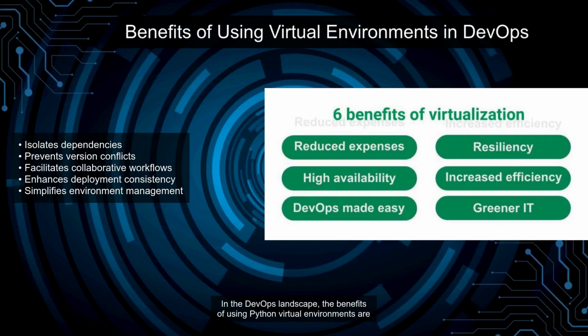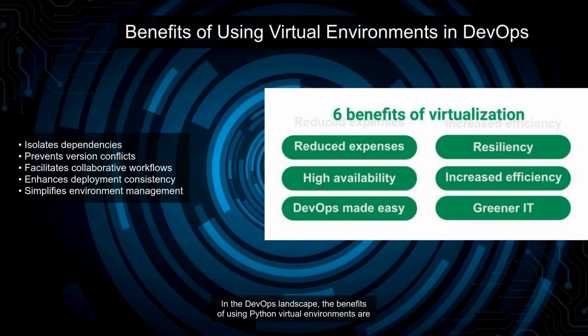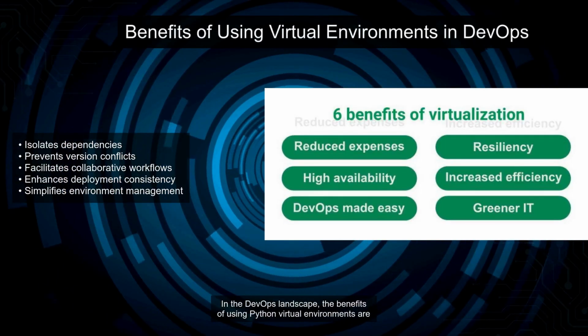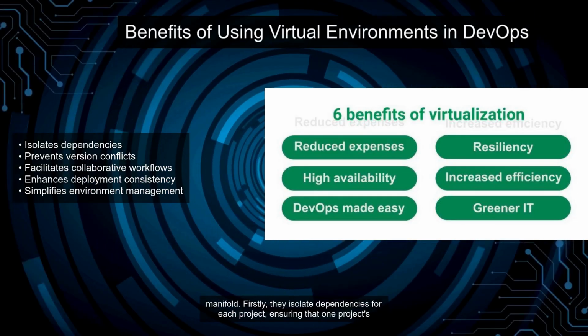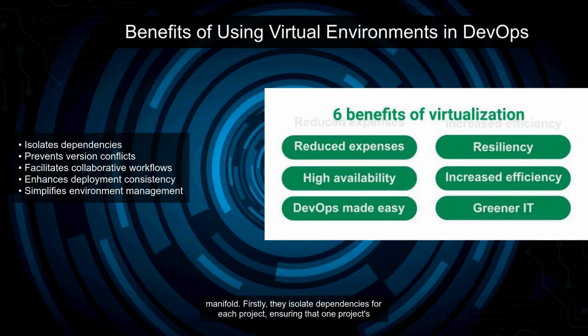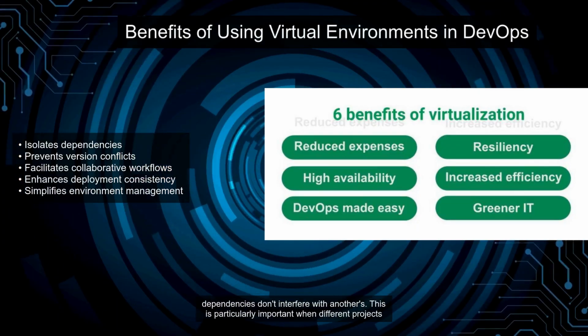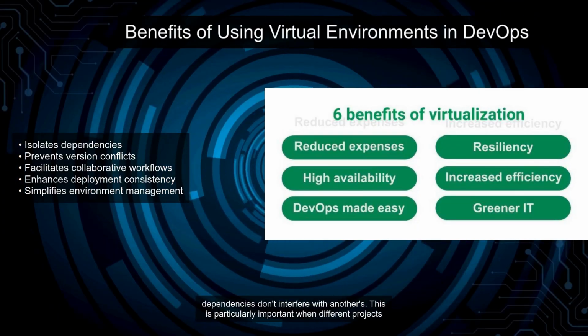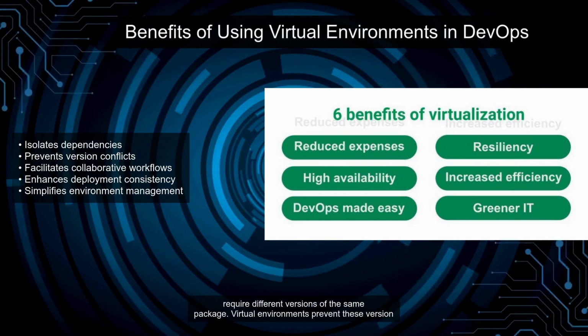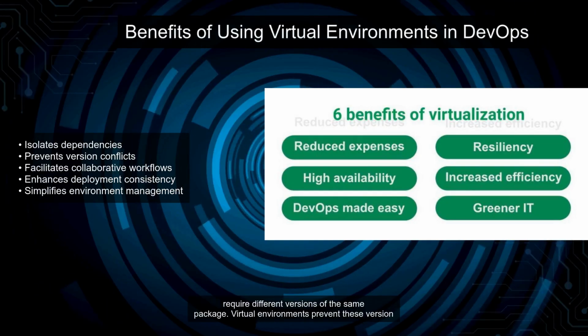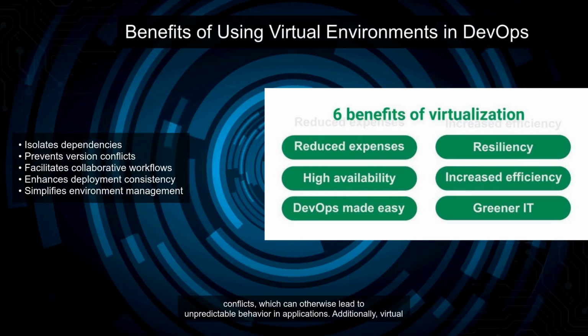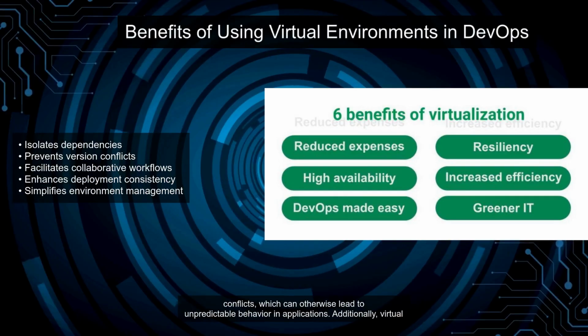In the DevOps landscape, the benefits of using Python virtual environments are manifold. Firstly, they isolate dependencies for each project, ensuring that one project's dependencies don't interfere with another's. This is particularly important when different projects require different versions of the same package. Virtual environments prevent these version conflicts, which can otherwise lead to unpredictable behavior in applications.